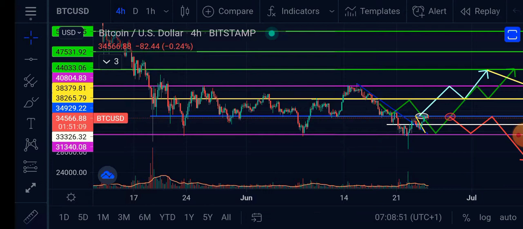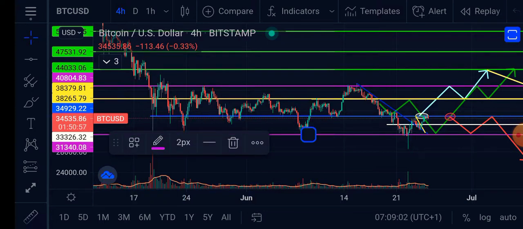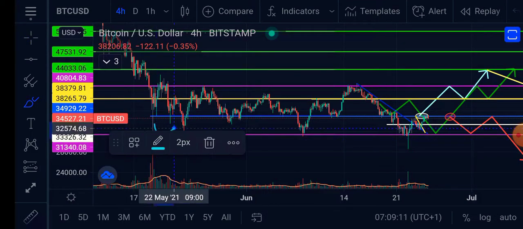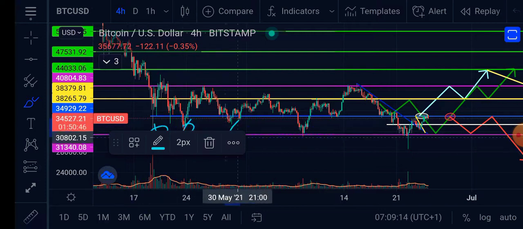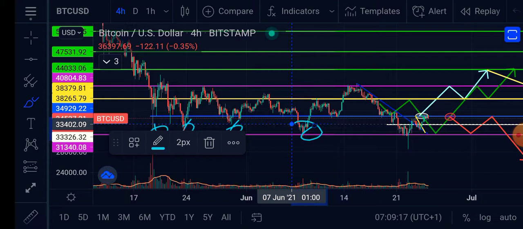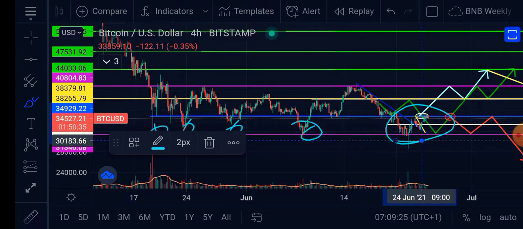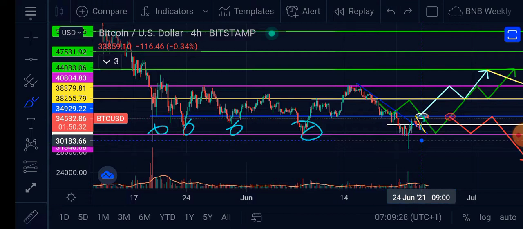Now it is important to know that compared to previous times, we are spending more time within this range bottom, between this blue and purple line. If you check here, we didn't spend much time in the range bottom. We just got in and got out at these places. But if you check here now, we have been spending much more time here, compared to previous price action.